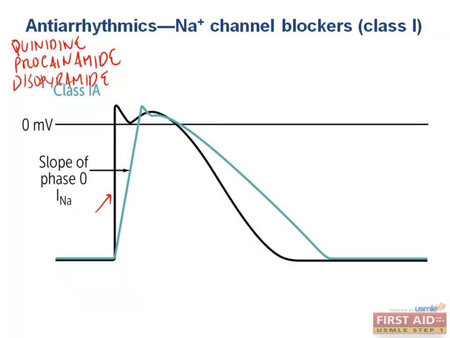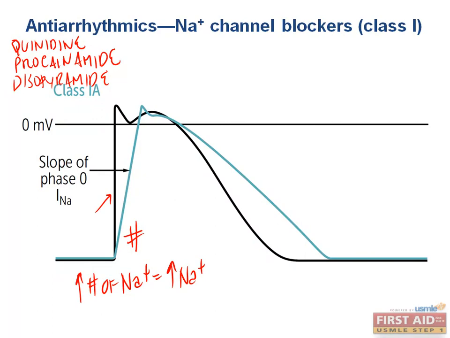Do you remember what we said that the slope of the phase 0 is dependent on? It is a direct representation of the number of sodium channels you have in the ready-to-fire state, because the influx of sodium across these channels will be much greater if you have more channels available and participating. So if you have an increased number of sodium channels, you have an increased sodium current.